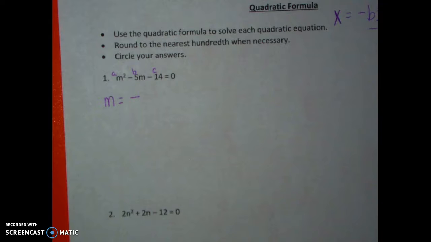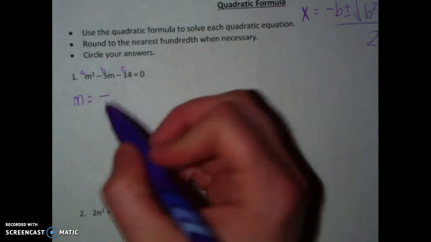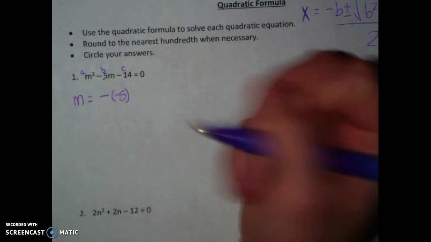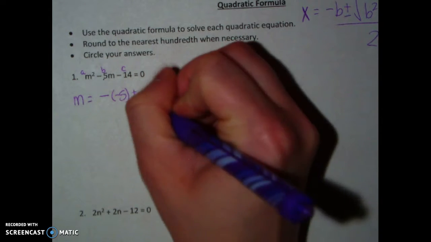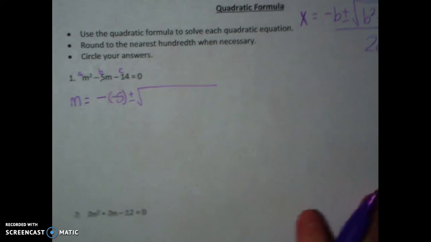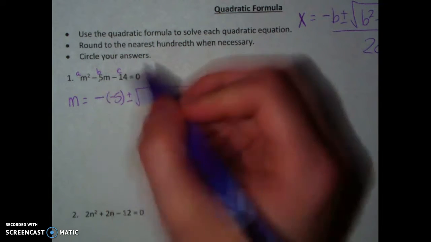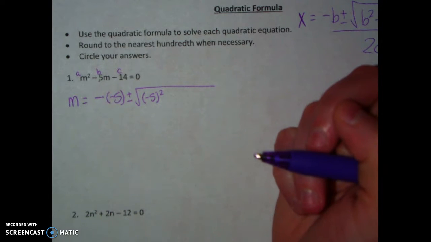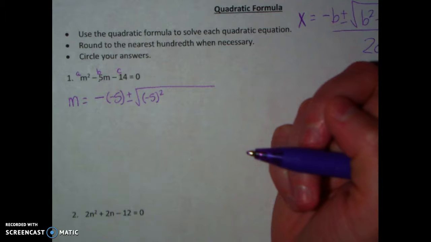The b is always with the m, the a is always with the m squared or the x squared, whatever it is, and the c is always just a constant. So when it says negative b, it's negative 5, plus or minus the square root of b squared, so that's a negative 5. Put it inside parentheses, especially if it's negative, because your calculator doesn't do it correctly.